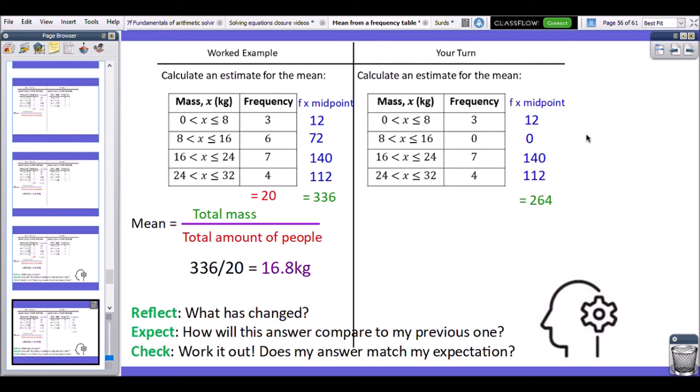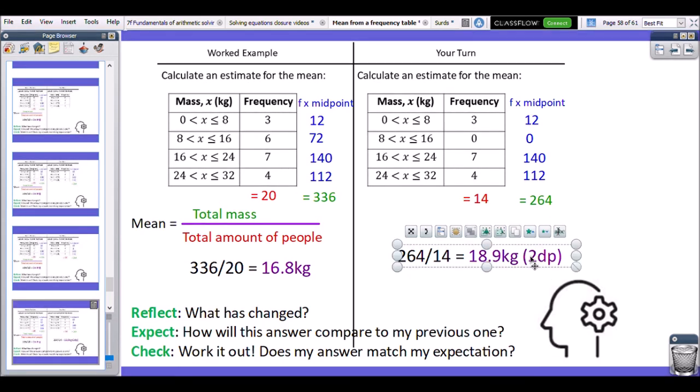Alright, so for your one, your total mass of all of these people should have been exactly 264 kilograms. You multiply the frequency by the midpoint of every class. Then the total amount of people is the easy bit, just add up the frequencies. So I've got 264, and I need to divide it by 14, and that gives me 18.9 kilograms when I round to 2 decimal places. In fact, no, I've rounded to 1 decimal place here.